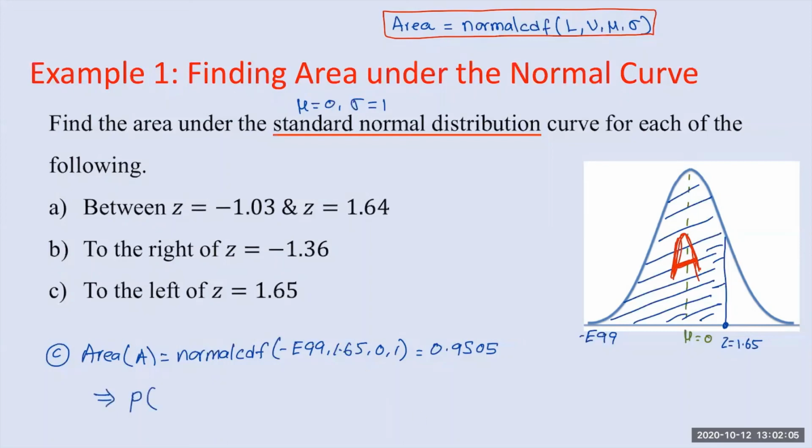We can also write this in probability form like this. Probability that your z score is less than 1.65, because it is on the left. You can also do less than or equal to. That is equal to 0.9505. So probability that Z is less than 1.65 is 0.9505. So always remember, the area under the normal curve is also equal to the probability.